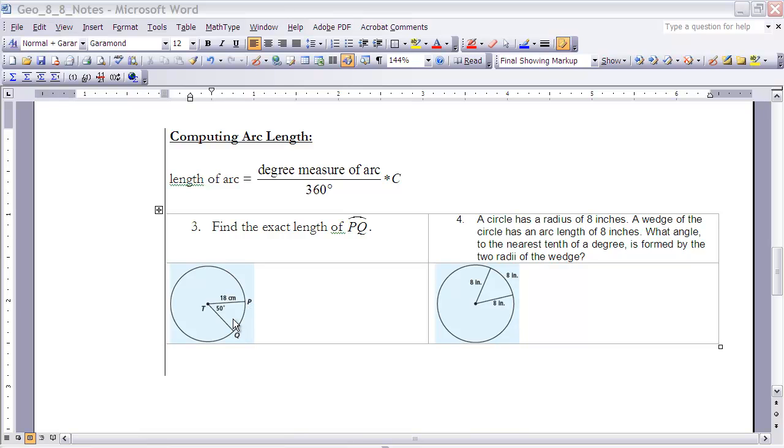The way that I can do that is by looking at what fraction of the circle it is, and then taking that fraction times the circumference. Whatever the measure of the arc is, in this case, like down here, it's 50. So I'm going to put that number on top over 360, because that will give me what fraction of the circle it is, and then I can multiply it by the circumference.